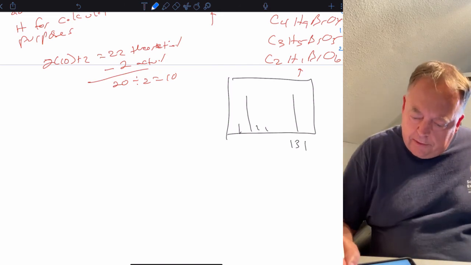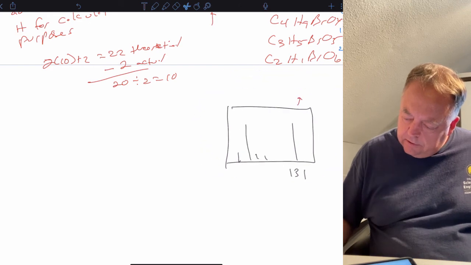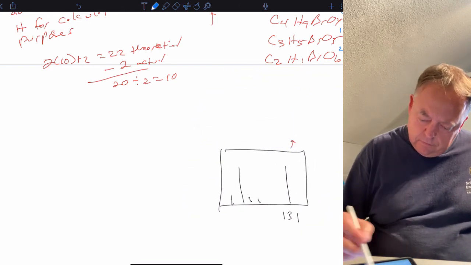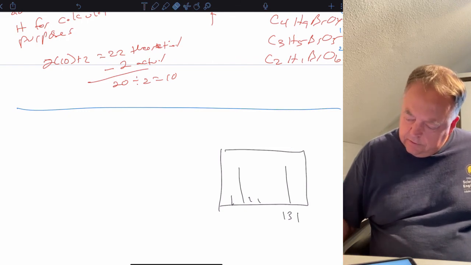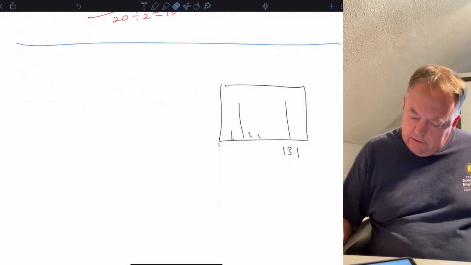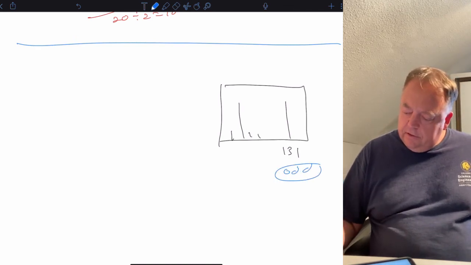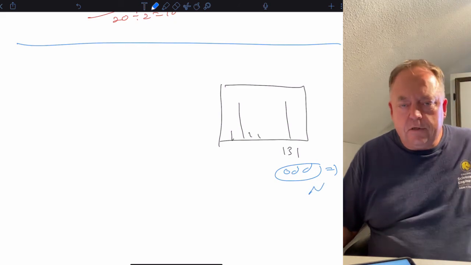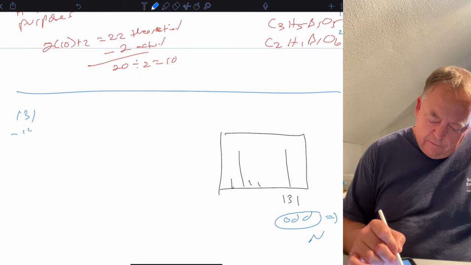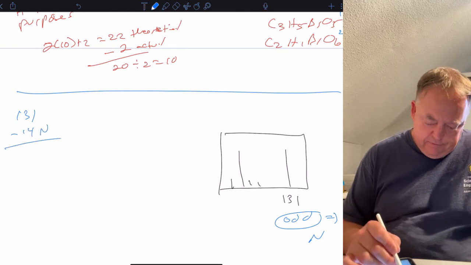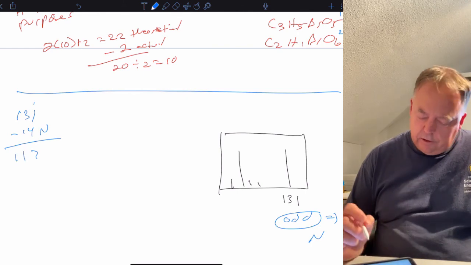Okay, and then one more example. So what if your mass spec looked like this? What is significant here is that this is odd. So that means nitrogen is present. So what we're going to do first then is take the 131 and subtract off 14 for the nitrogen's mass. So 117 left over.